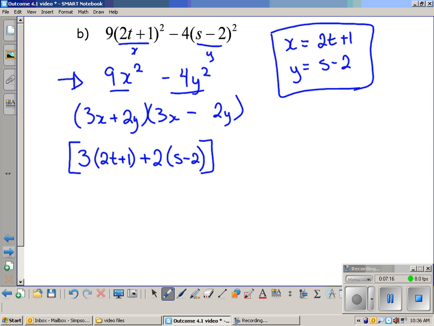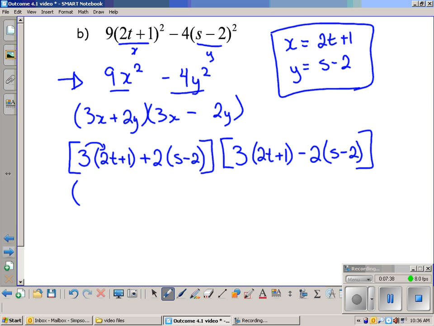There's my first bracket. My second bracket becomes 3 times x. X is now 2t plus 1. Minus 2 times y. Y is s minus 2. Simplify inside those square brackets. Means that I need to multiply this 3 in. So 3 times 2t is 6t. 3 times 1 is positive 3. Same thing in this set of brackets. Distribute that 2 in. So plus 2s minus 4. There's my first set of brackets.